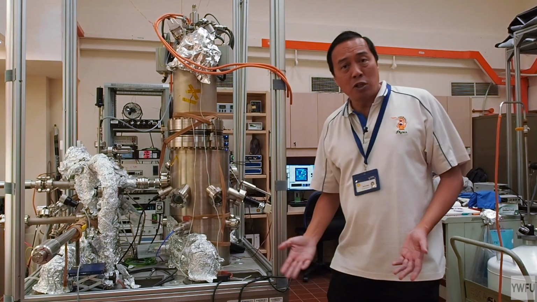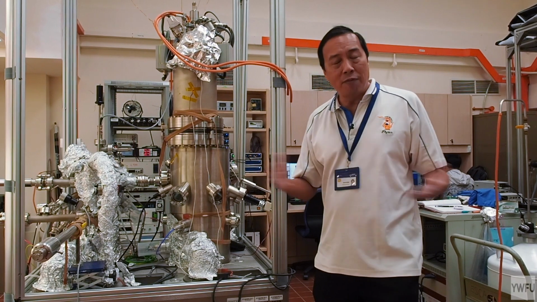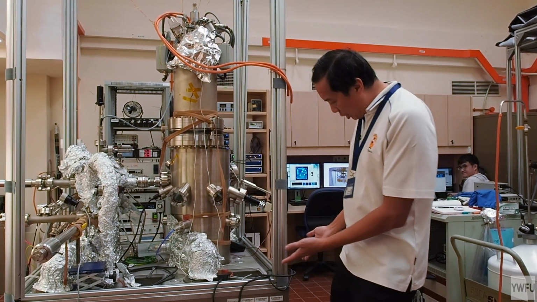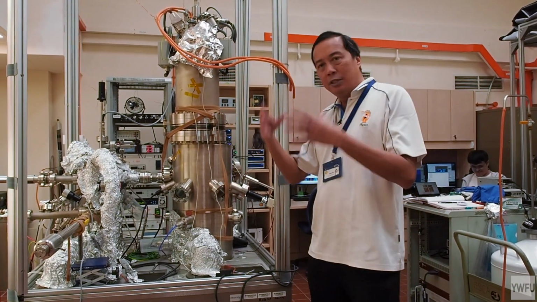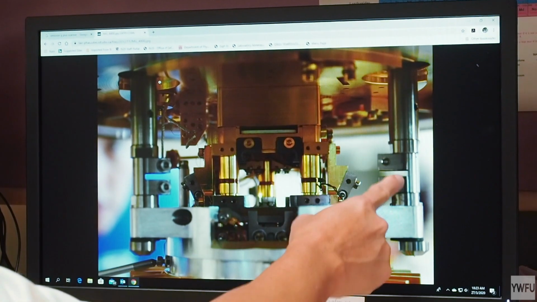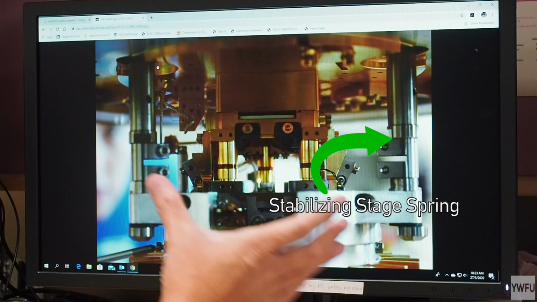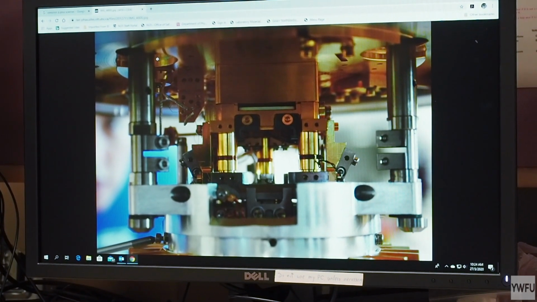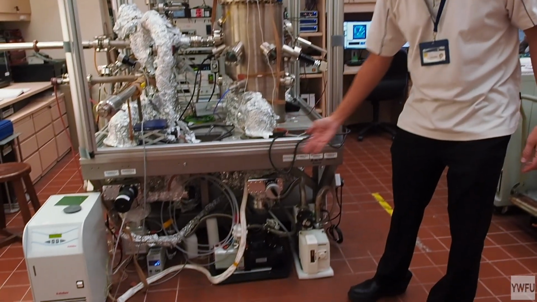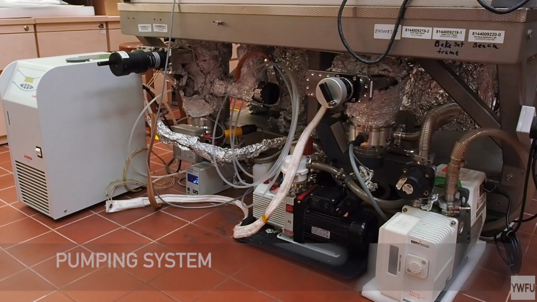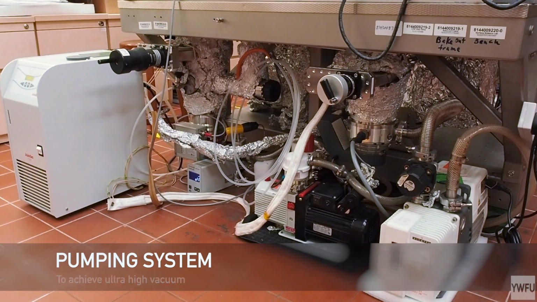And this lab is on the ground floor because in order to image a single molecule, you have to get rid of all vibrations. So the whole system is mounted on some spongy material, and inside, the STM is mounted on a stage which hangs on springs so that the STM AFM is essentially isolated from the environment. And here you see there are pumping systems all below the table here. These pumps basically bring the vacuum down from atmospheric pressure to ultra-high vacuum.